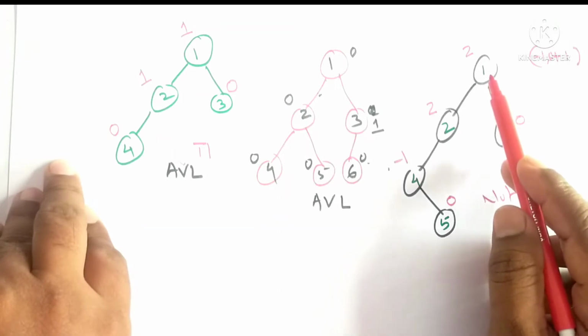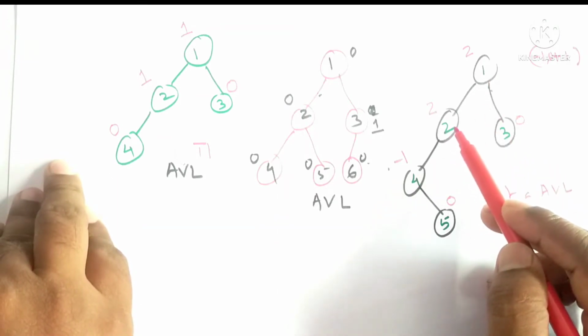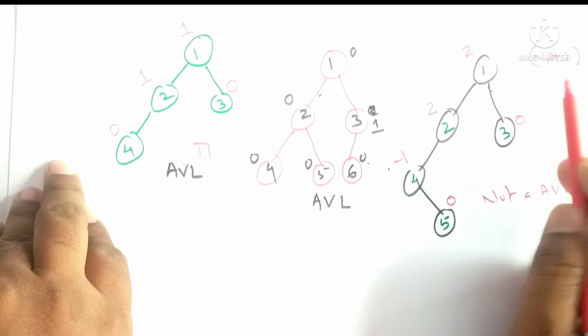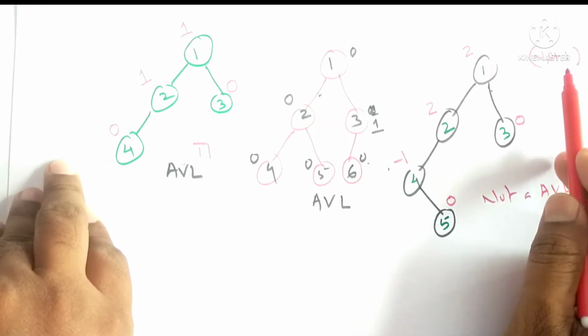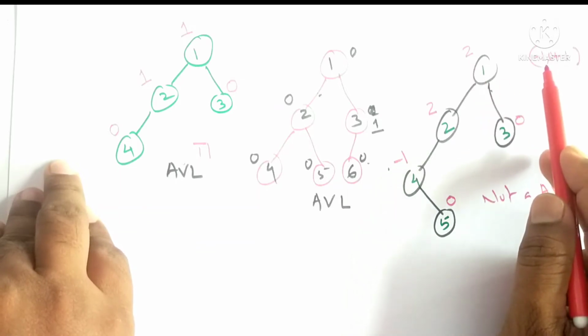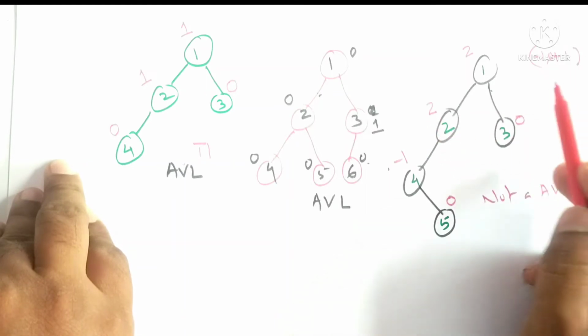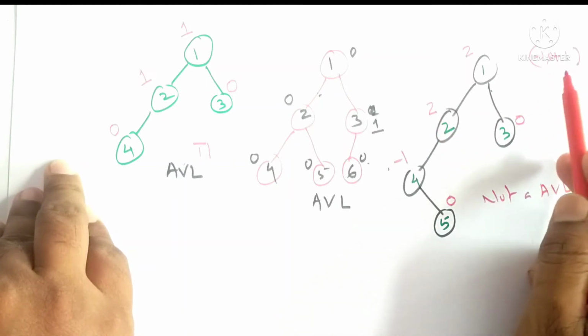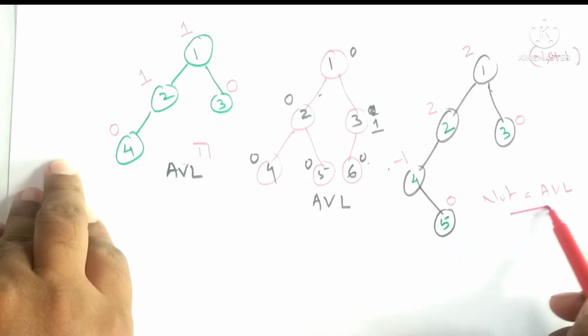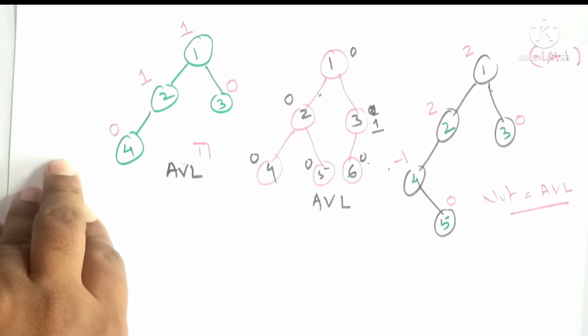Now node number 1 and node number 2 have balance factors which are beyond the AVL tree balance factor range. 2 is not lying within -1, 0, +1, so that's why this is not an AVL tree. If a tree does not satisfy the property of the AVL tree, then we need to rebalance it. So how are you going to rebalance it? Let me discuss.